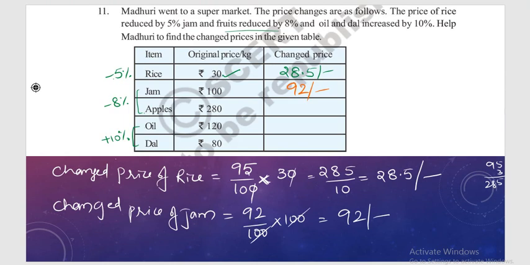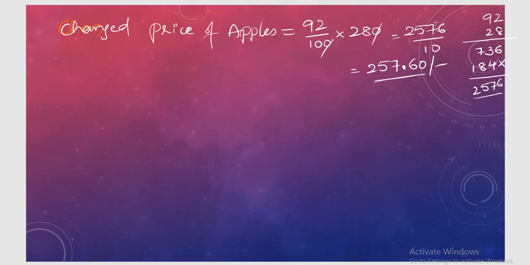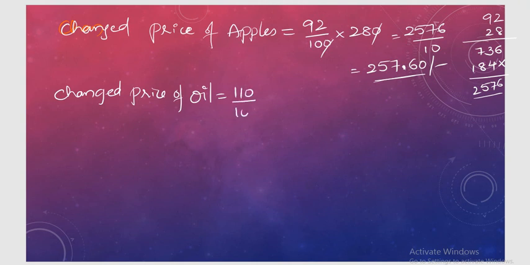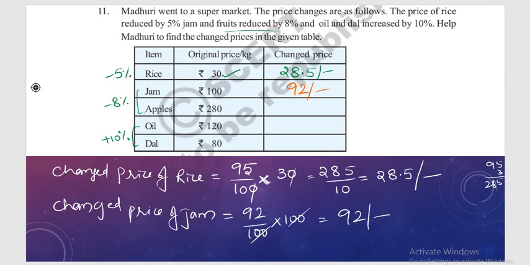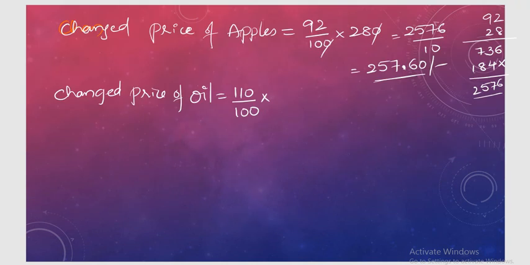Next moving on to the next one, oil. Oil is increased by 10%, no? So clearly the changed price of oil is equal to, how much percent has it increased? 10%. So 10% increase of 100 is nothing but 110. So 110 divided by 100 into the original price of oil, which is 120 rupees. So here 10 and this 10 we can cancel. 11 into 12.